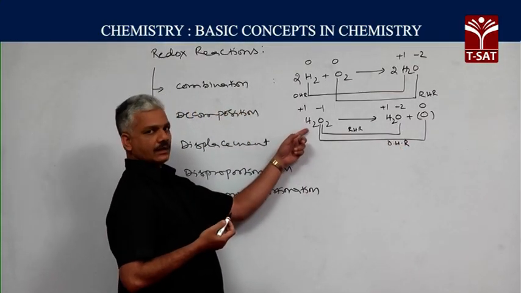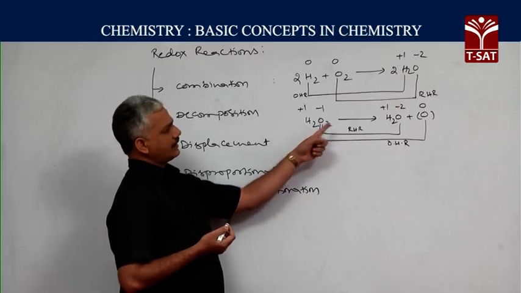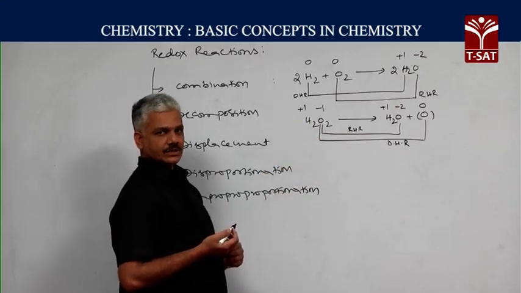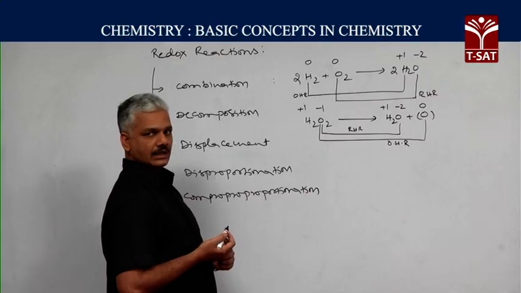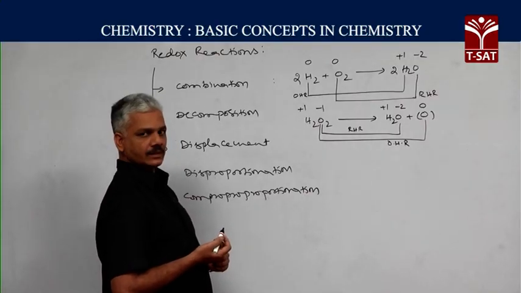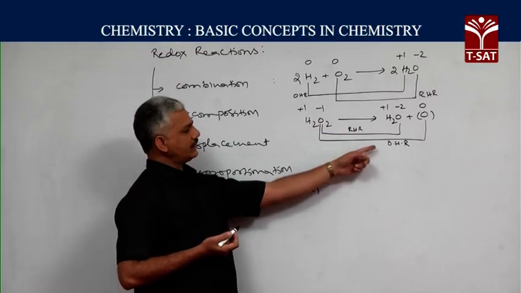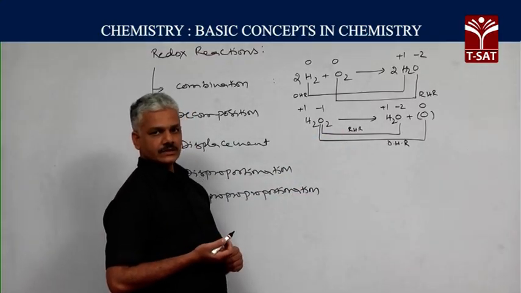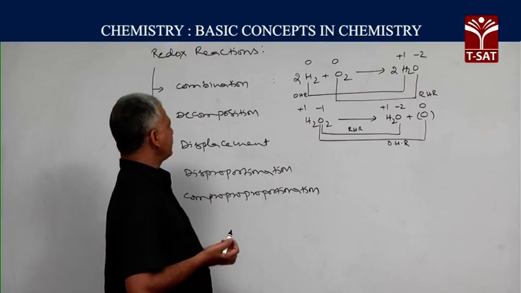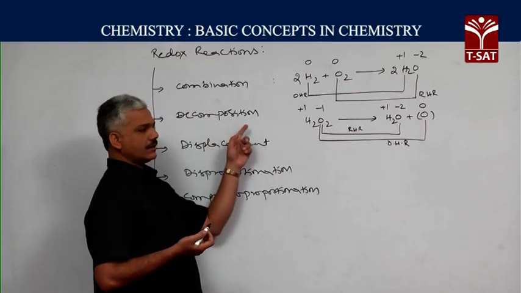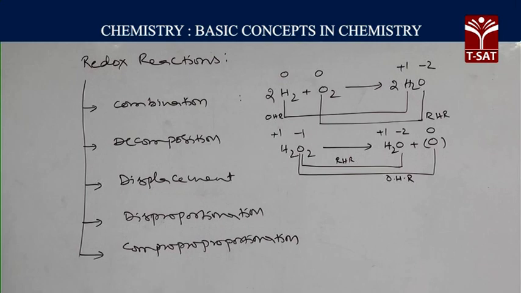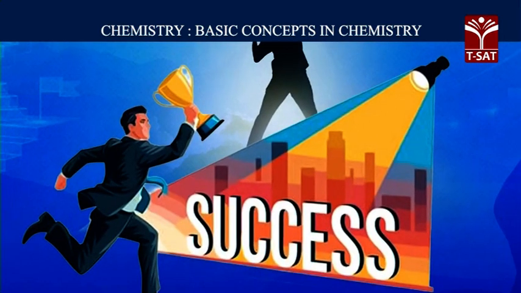So, here a compound hydrogen peroxide is undergoing decomposition to give water and nascent oxygen as the products, and in this reaction both reduction as well as oxidation is involved. Such types of redox reactions are called decomposition redox reactions.